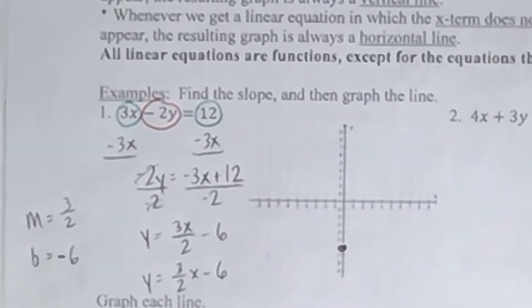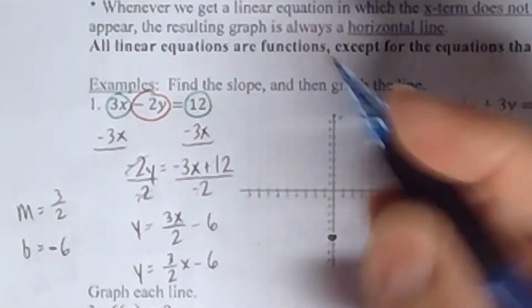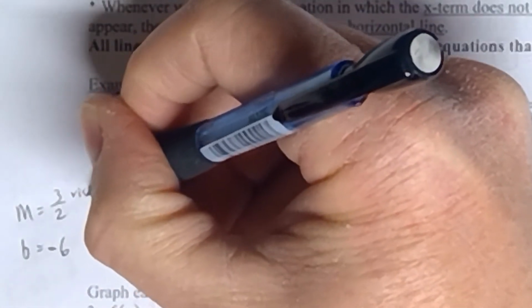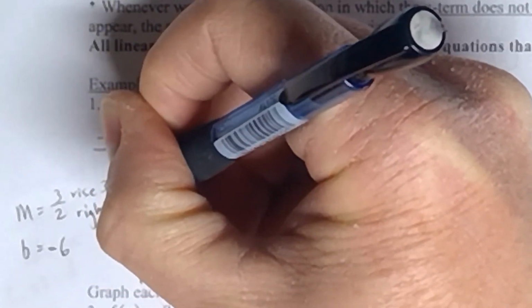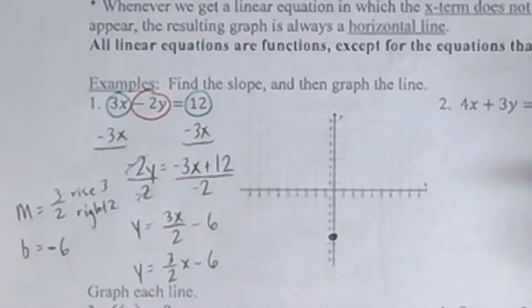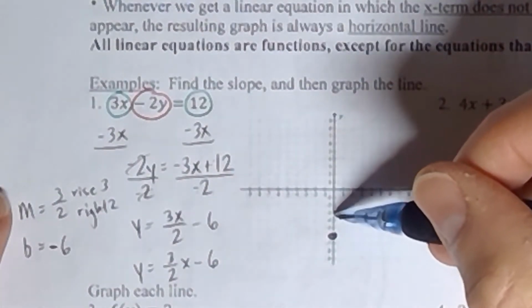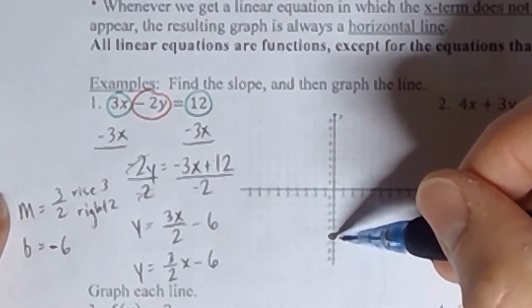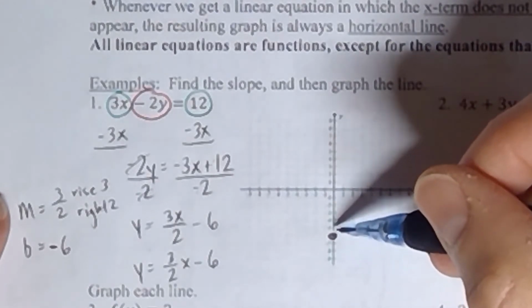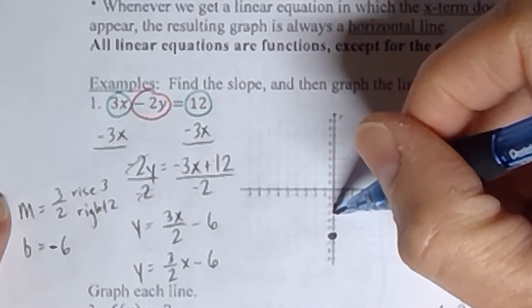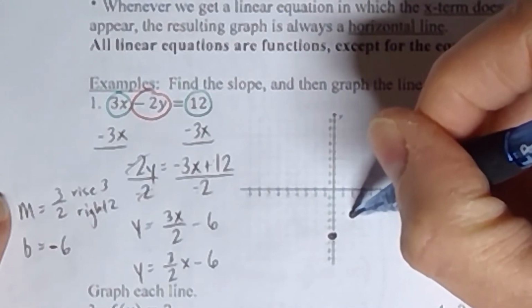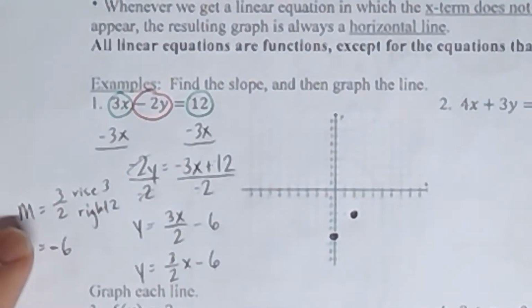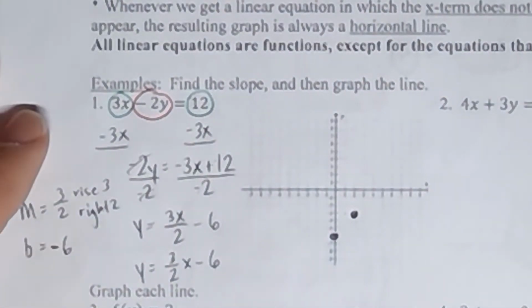But for the moment, going back to the problem, since the slope is a positive fraction, we are going to rise 3 and run to the right 2. So let's do that. I'm going to go straight up 3 from the y-intercept. That's why I graphed that first. You go from the y-intercept, 1, 2, 3, and then you count over 2 to the right like this. And that brings you to the next point right there.